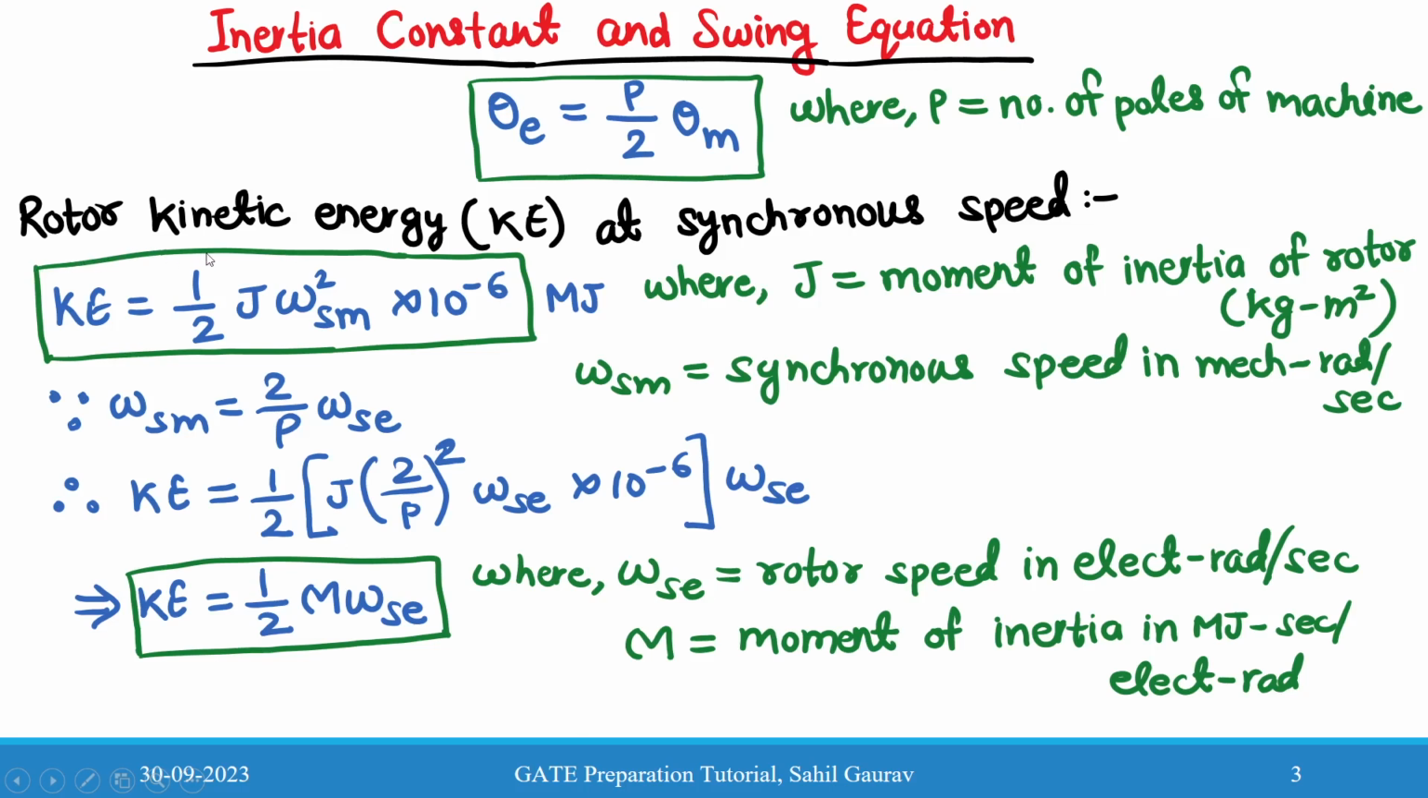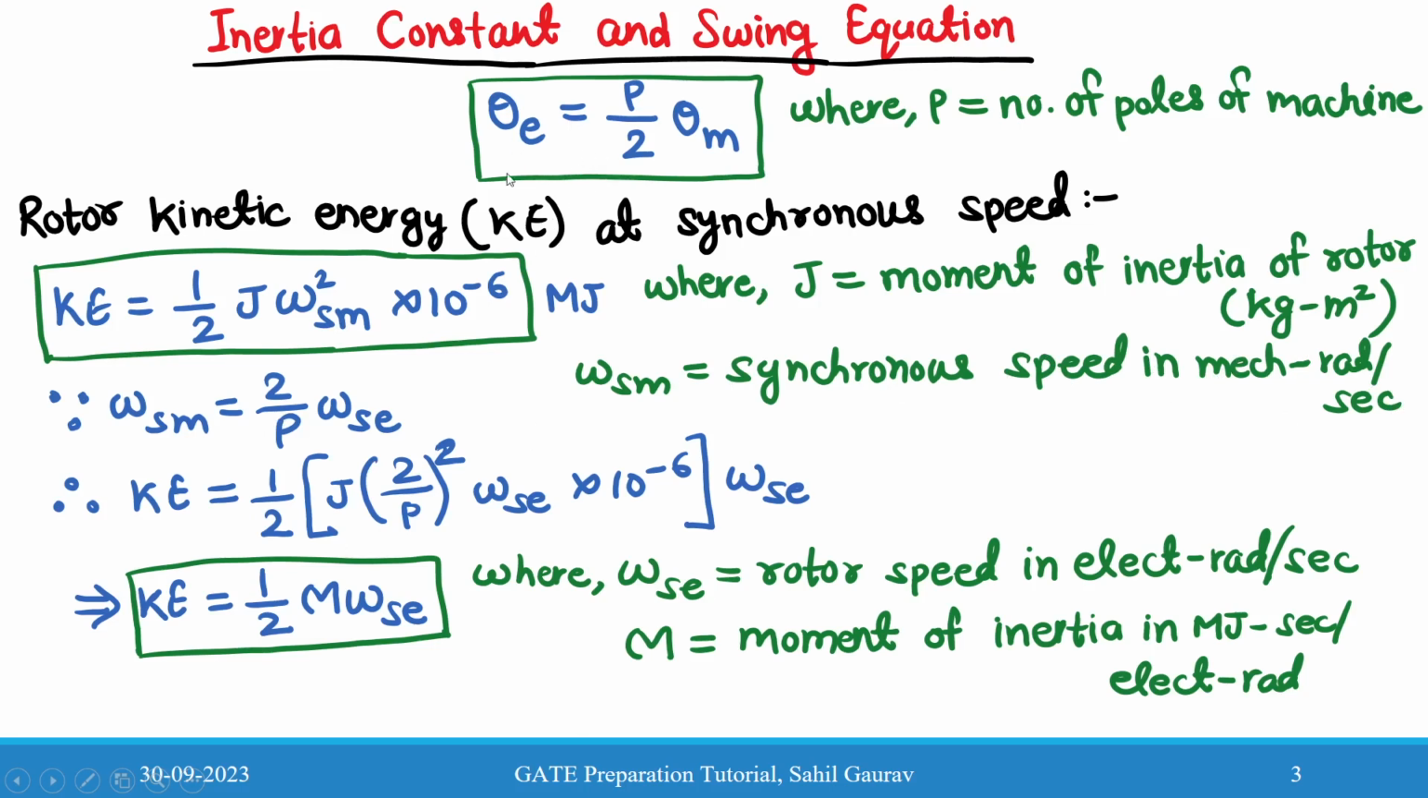Now we will see the rotor kinetic energy at synchronous speed. For that, the expression for kinetic energy we can write as half of J into omega sm square into 10 to the power minus 6 megajoule. So here J is the moment of inertia of rotor and it is given in kg meter square. So always take care of the units also. And omega sm is the synchronous speed in mechanical radian per second.